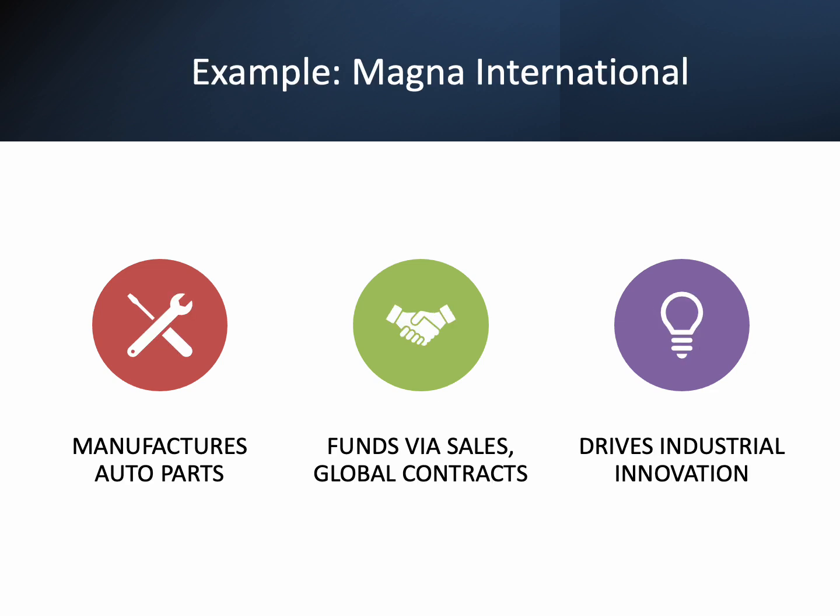Following Loblaws, let's explore Magna International. This corporation manufactures auto parts, funding operations through sales and global contracts. It drives industrial innovation, supporting Canada's automotive sector. Ethical considerations include safe working conditions and environmental responsibility. This aligns with course objectives by equipping you to create manufacturing corporations with impact and integrity. This slide transitions to best practices in corporate management, where we'll explore strategies.